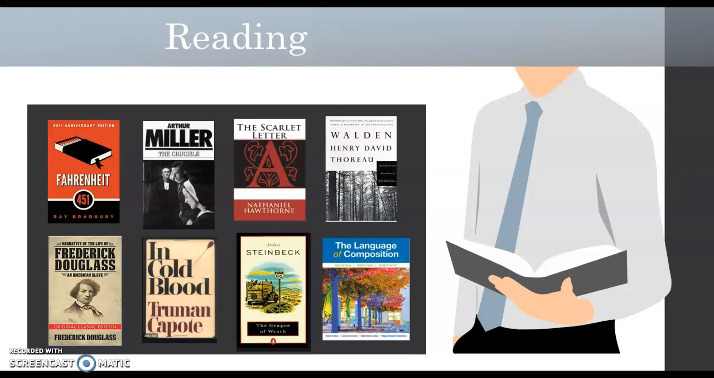Further text explorations may include Walden by Henry David Thoreau, The Narrative of the Life of Frederick Douglass, In Cold Blood by Truman Capote, and The Grapes of Wrath by John Steinbeck. Additionally, theory and techniques as well as further reading selections are provided in the textbooks for the course, The Language of Composition, and The Bedford Reader.